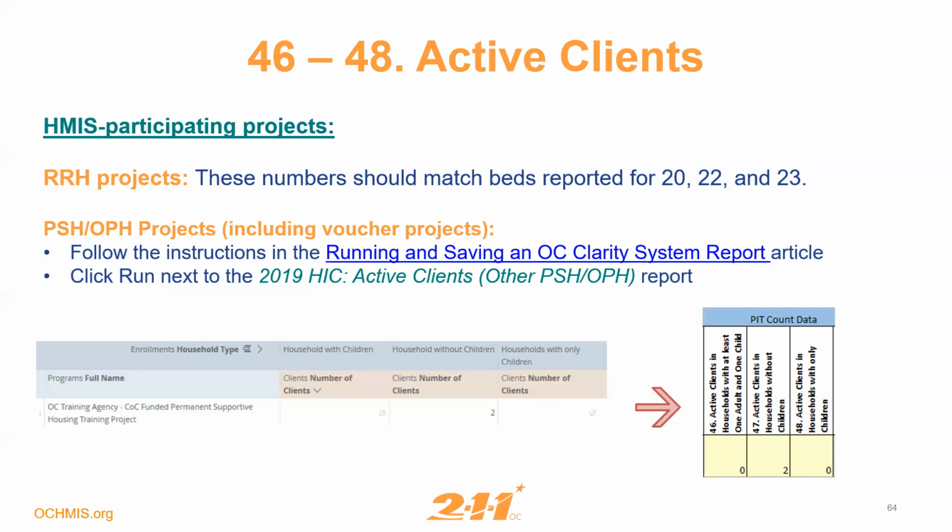So for example, this COC funded PSH training project has strike-throughs for households with children and households with only children on the report. So for questions 46 and 48, they typed in 0 on their HIC answer form, but they do have 2 for households without children on the report. So for question 47, they typed in 2.